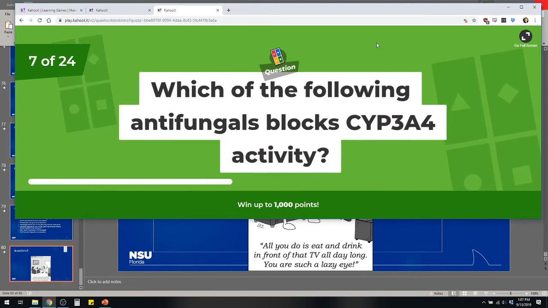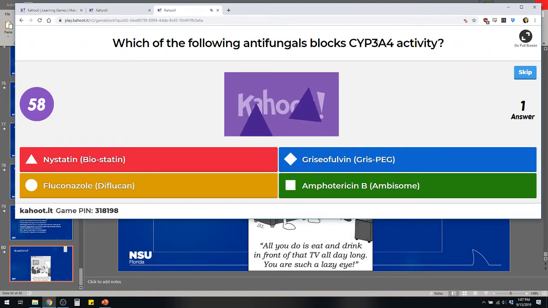Which of the following antifungals blocks CYP3A4 activity? Would it be nystatin, griseofulvin, fluconazole, or amphotericin B?